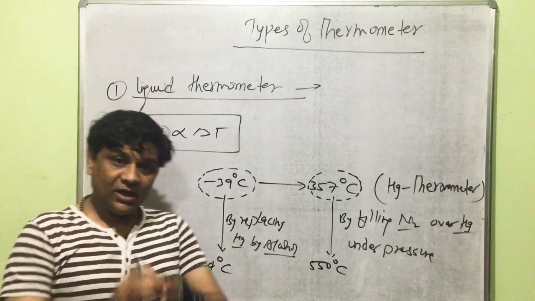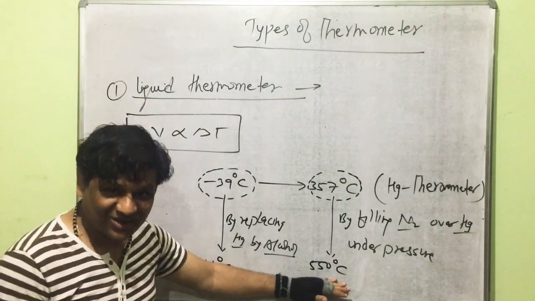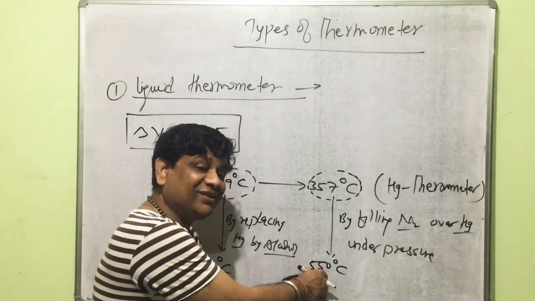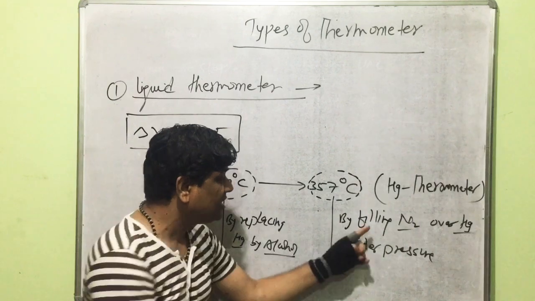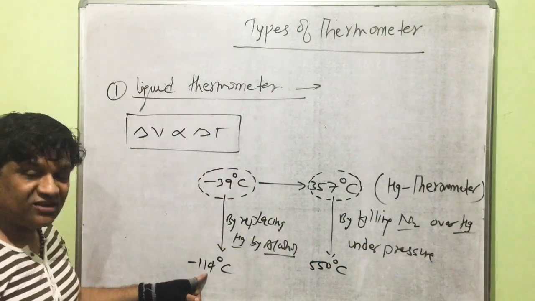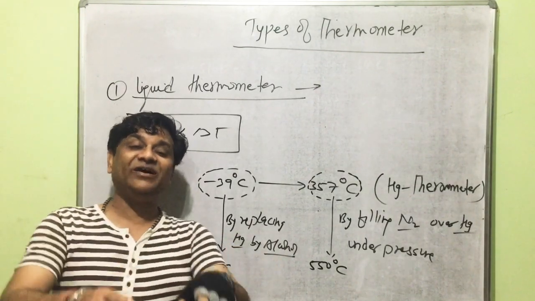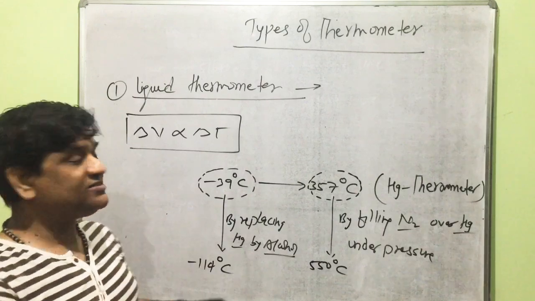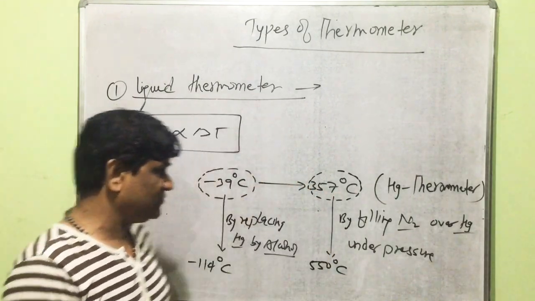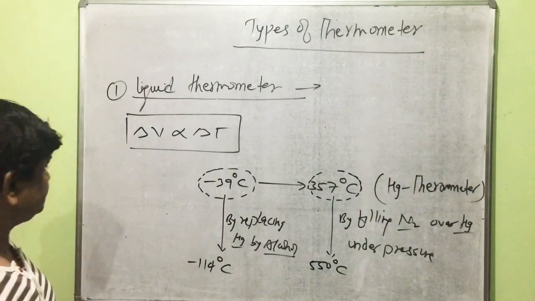So this is the part, and it should be clear here, both ranges will not take place at a time. If we want to measure a temperature up to 550 degrees Celsius, we require this condition, and if we want to measure a temperature down to minus 114 degrees Celsius, we require this condition. Otherwise, generally mercury can measure a temperature from minus 39 to 357 degrees Celsius. This is the temperature range of a mercury thermometer.